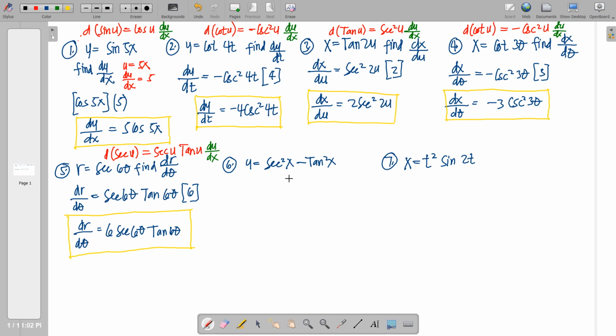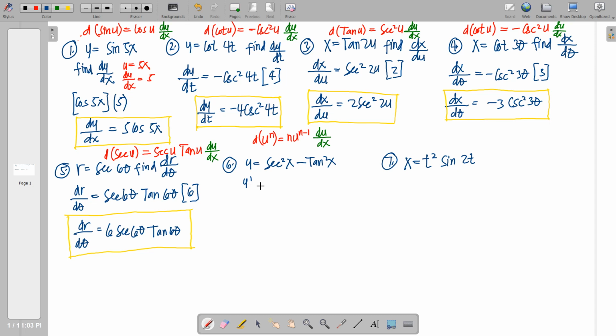to the sixth problem, we have secant squared x minus tangent squared x. So in this case, it now involves second degree curves. If you notice, second degree curve. So remember, if we have a power greater than 1, of course, we will just have to execute the power formula. u raised to n is equal to n u to the n minus 1 du over dx. So meaning, we'll just bring down this.